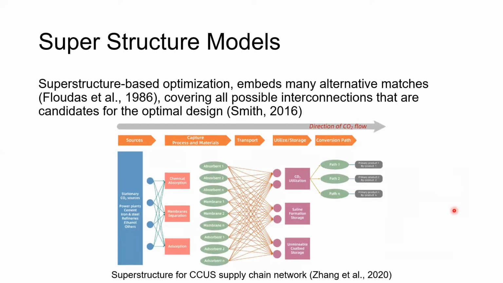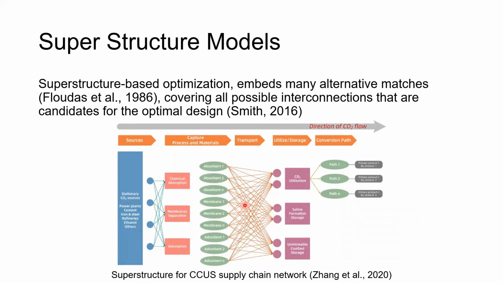One approach is using superstructure-based optimization, which embeds many alternative matches covering all possible interconnections that are candidates for the optimal design. It has many applications such as in heat exchanger networks, sustainable water management, and carbon capture, utilization, and storage. This particular diagram shows the superstructure for a carbon capture, utilization, and storage supply chain network. It shows the characteristic feature of superstructures, which covers all the possible candidate connections. Superstructure models can also serve as a powerful tool in integrated NETs deployment.